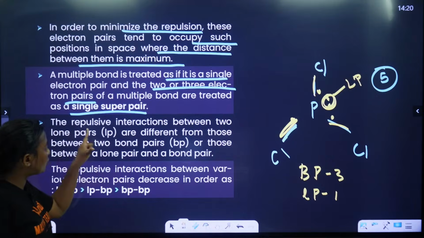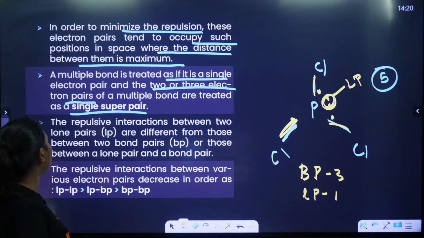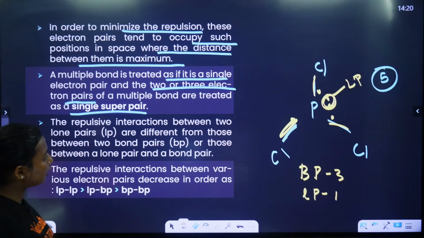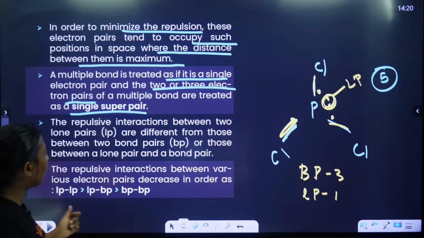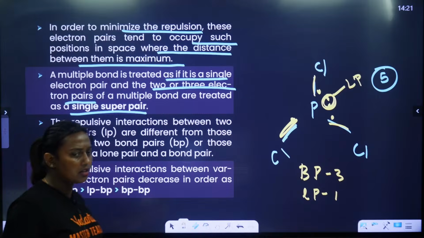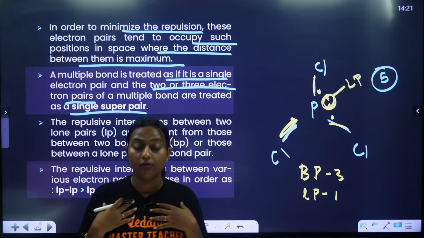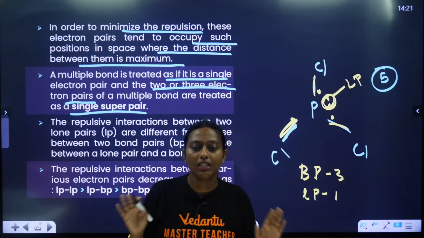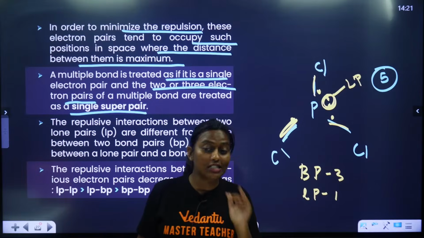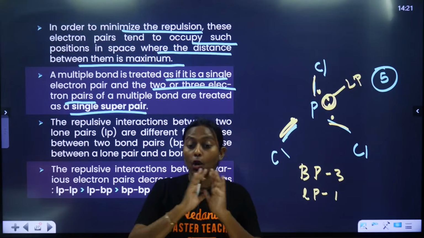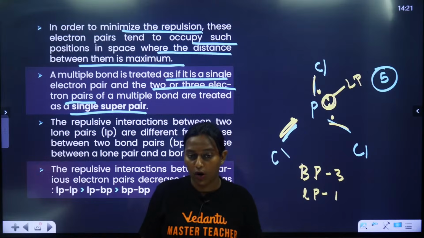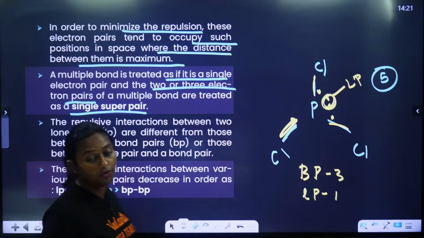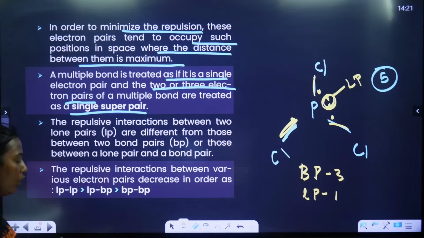The repulsive interaction between 2 lone pairs is different from those between 2 bond pairs or those between a lone pair and a bond pair. Normally we would think everything is just electrons, so the repulsion is the same for bond pair and lone pair. No, the repulsion is different for lone pair and bond pair.